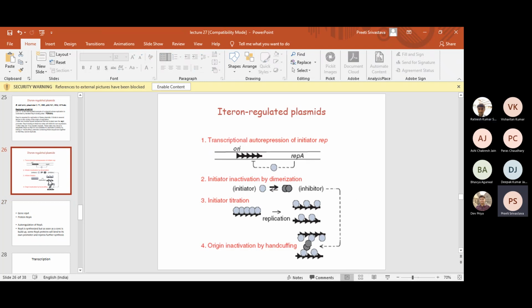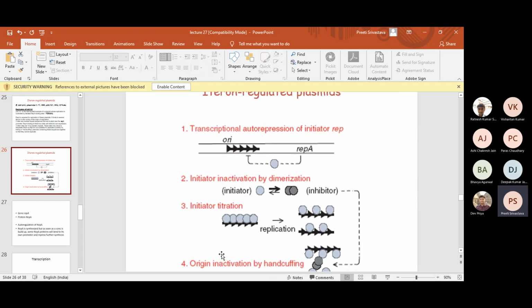The second one is initiator inactivation by dimerization. What happens is that RepA exists as a monomer, which is the initiator, but the moment the concentration of RepA builds up, it becomes a dimer, and the dimers cannot initiate replication. Dimers are inhibitors of replication. Is it clear or no? Yes, ma'am. Clear. Following or no? Yes, ma'am, it's clear.